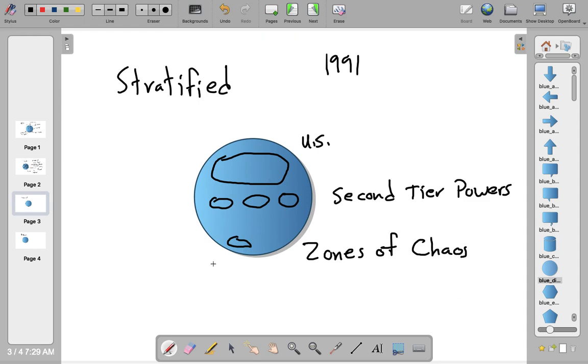The best example of this may be just recently, where you have the US and you have maybe China or Russia or a few other powers in here. And then zones of chaos would be areas like Syria, where ISIS, which is the Islamic State of Iraq and Syria, a terrorist group, was trying to dominate. So then you could sort of go around the world and say, well, what are some areas that are zones of chaos in this theory? But in the stratified theory, there's only one superpower.